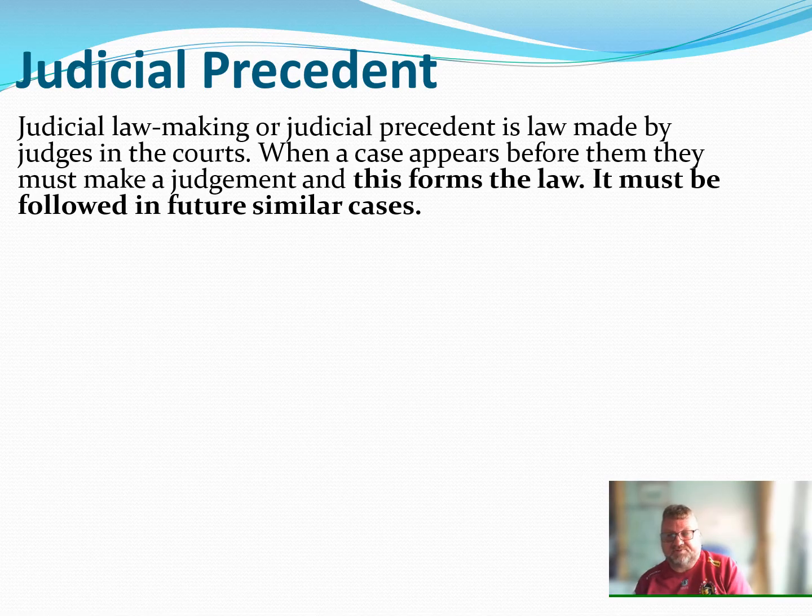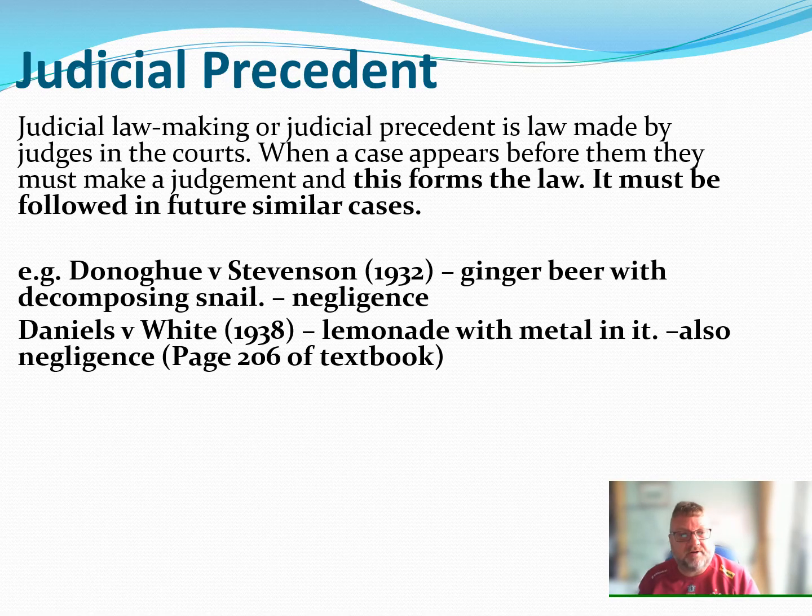So judicial lawmaking is when judges set a precedent in a court when a case comes before them, and that judgment then becomes law. And because that judgment's been made, it then follows in all similar cases. This is what I was referring to earlier on.